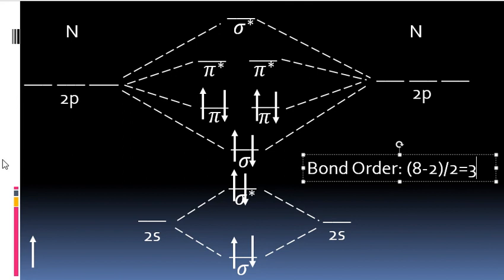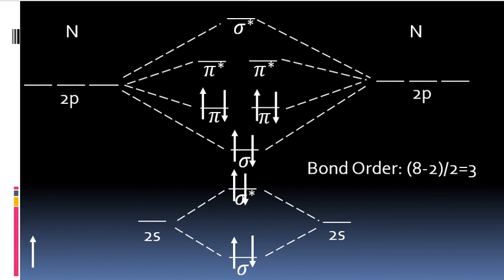Therefore, what does a bond order of 3 mean? That means that we would expect a molecule of dinitrogen to have a triple bond joining those 2 nitrogen atoms. And that is in fact what we do see in reality. So, cool. That is how you form molecular orbital diagrams to represent the formation of molecular orbitals from the original atomic orbitals.